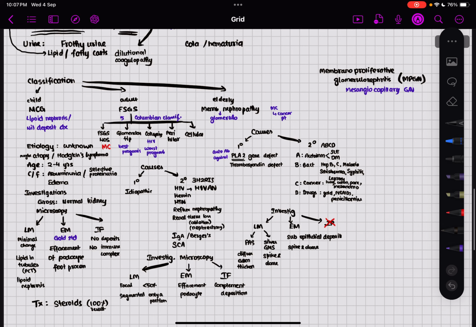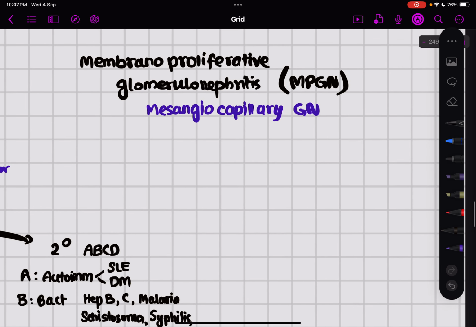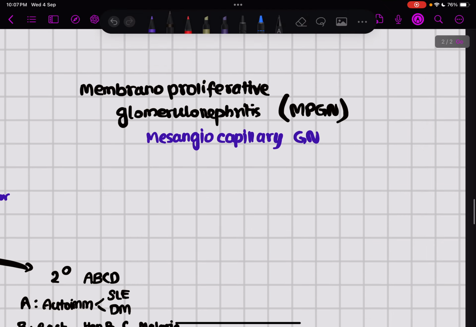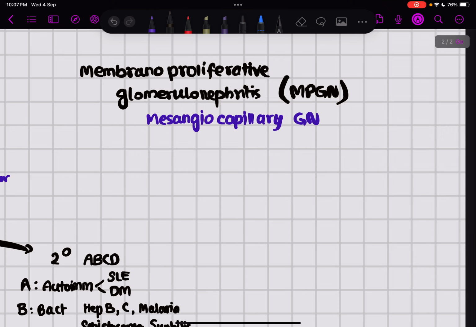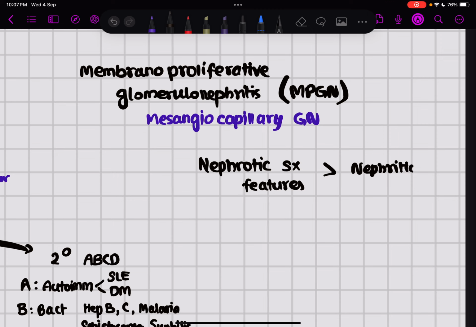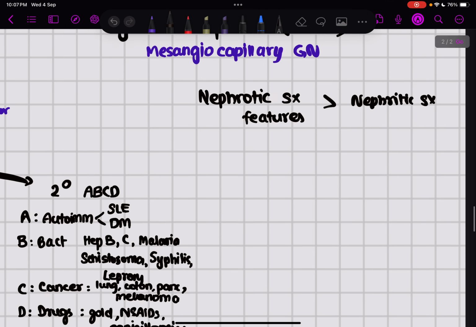I left out membranoproliferative glomerulonephritis or mesangiocapillary glomerulonephritis, in which there are features of both nephritic and nephrotic syndrome, but nephrotic syndrome features are more than nephritic syndrome. There are two types: membranoproliferative glomerulonephritis type 1 and type 2.